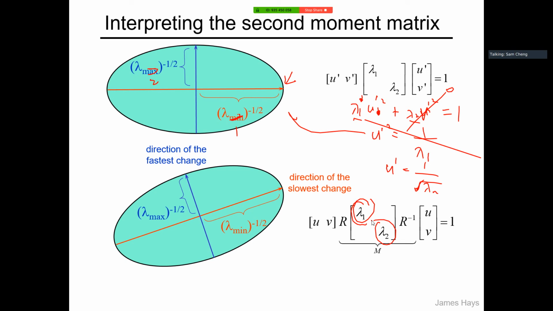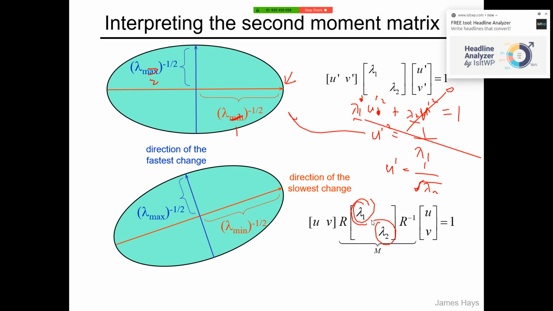If we want a corner, the eigenvalues are supposed to be what? Big or small? Pretty big. I'd say big. I think you're right.